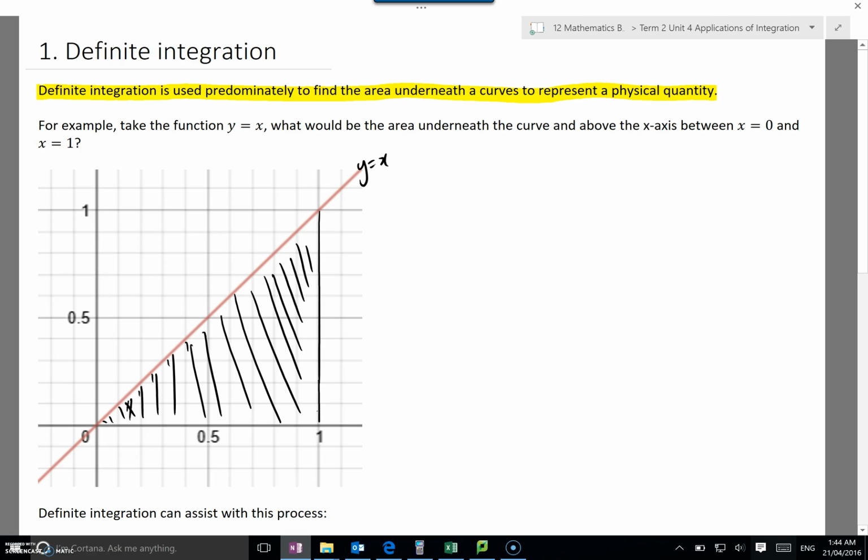Hopefully you remember your area of triangle formula: base times perpendicular height divided by 2. I should be able to find the area of this triangle. Pretty straightforward. The base is 1, height is 1, divided by 2. I'll get an area of half a unit squared, whatever we're calling these 1 by 1 units.